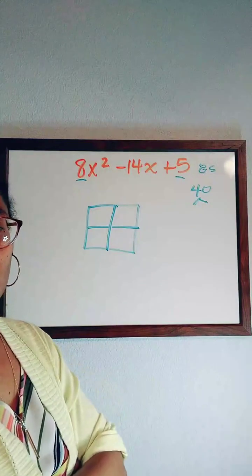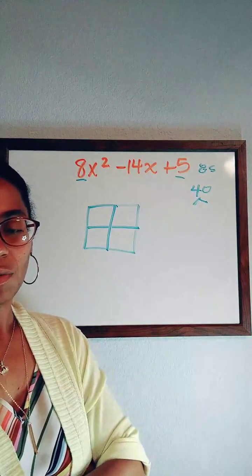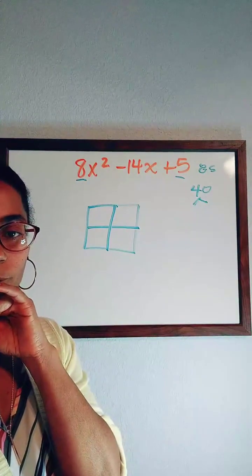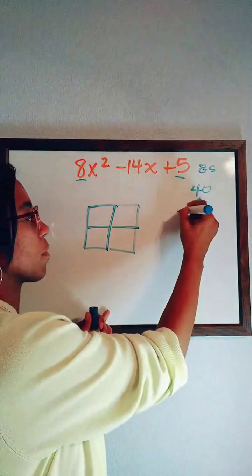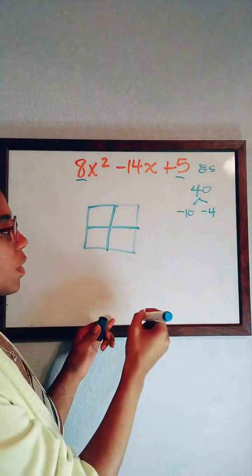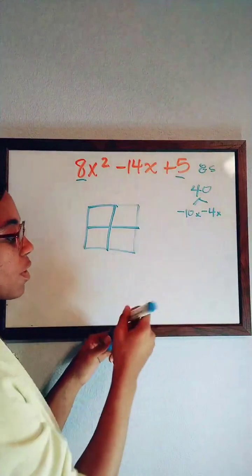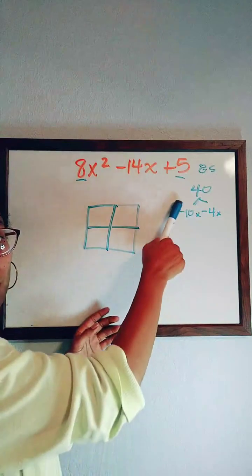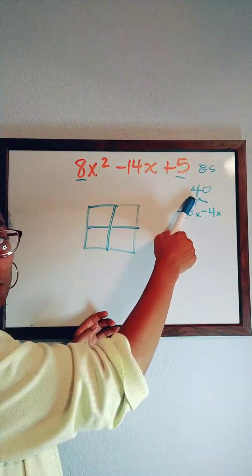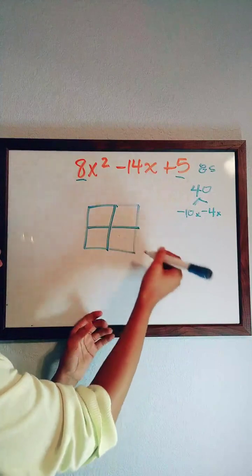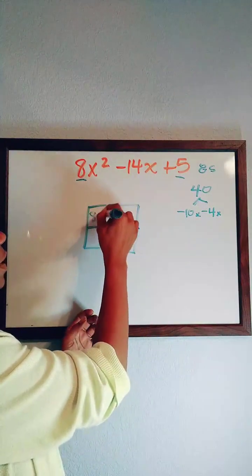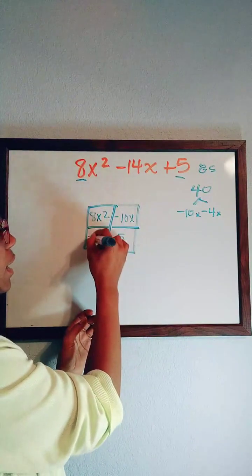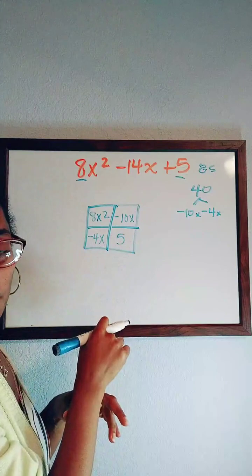2 numbers that make negative 14. Thank you, Flawless. 2 numbers that make negative 14. What 2 numbers make negative 14? Negative 10 and negative 4. And remember those as negative 10x and negative 4x. But remember, they have to multiply to make 40 though. So now I got to put 8x squared here. 5 goes here. Negative 10x and negative 4x.